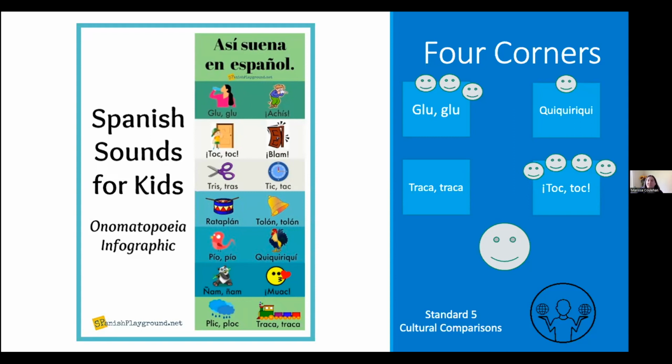And then I introduce the game Four Corners. They already know this game because we play it with mostly every unit that we have. But essentially, I choose 4 of the sounds. I have chosen here gloop gloop, this is drinking, kikiriki, that's a rooster, traka traka, that's the train, and tuk tuk, which is knocking on a door. And I write each of those on a whiteboard, and I place those around the room in 4 different corners.